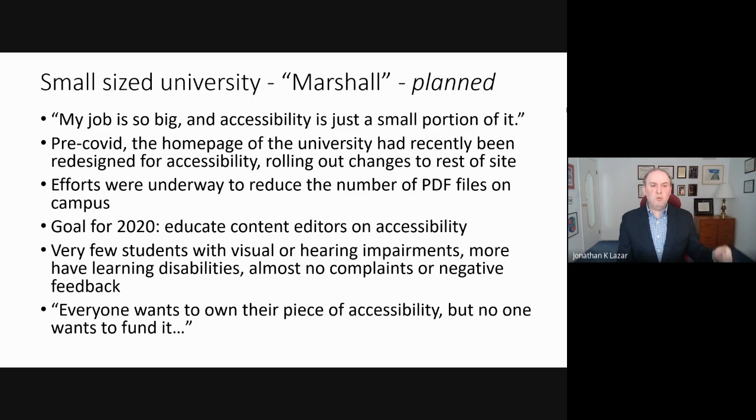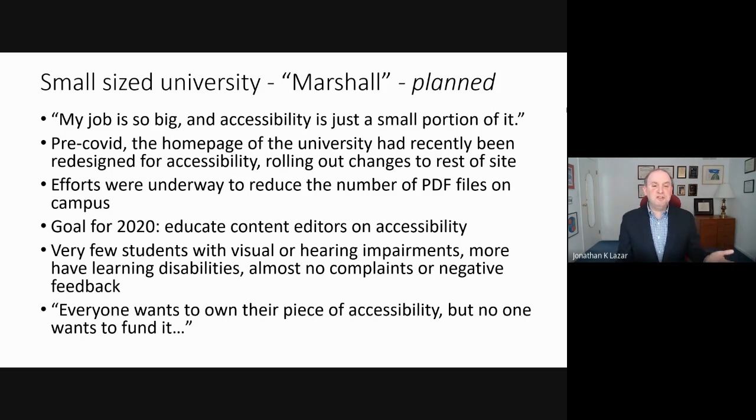Now, pre-COVID, one of the things that Marshall was talking about was that recently he and his team had redesigned the university homepage to be more accessible. And in 2020, they were looking forward to rolling out changes to the rest of the site to make it more accessible. So that was their plan at the beginning of 2020. Notice for each screen, I've got sort of plan and what actually happened.